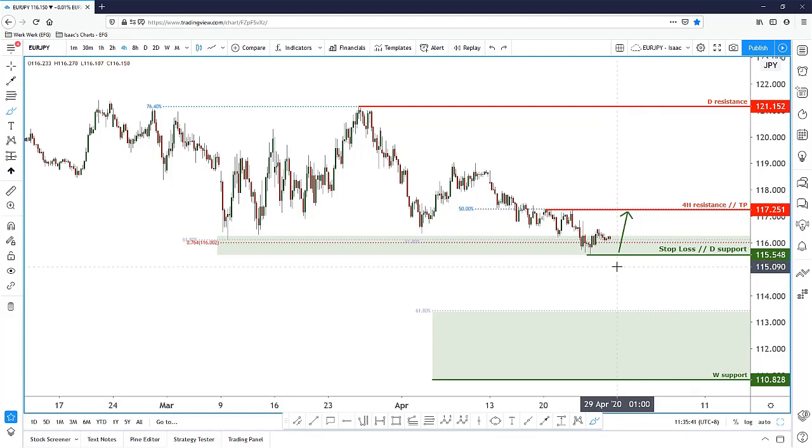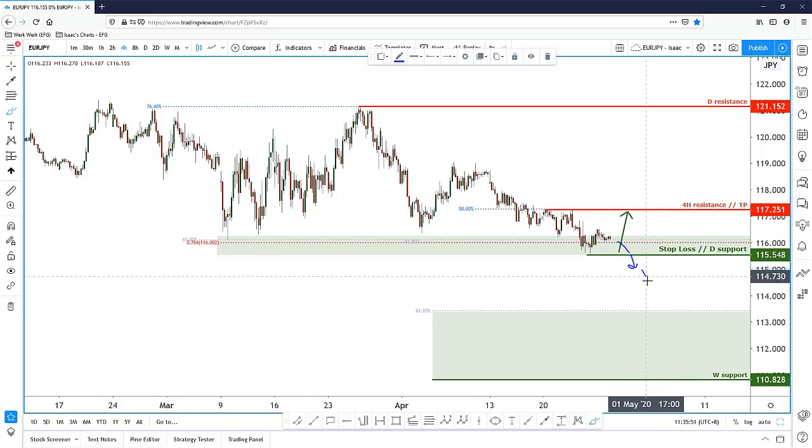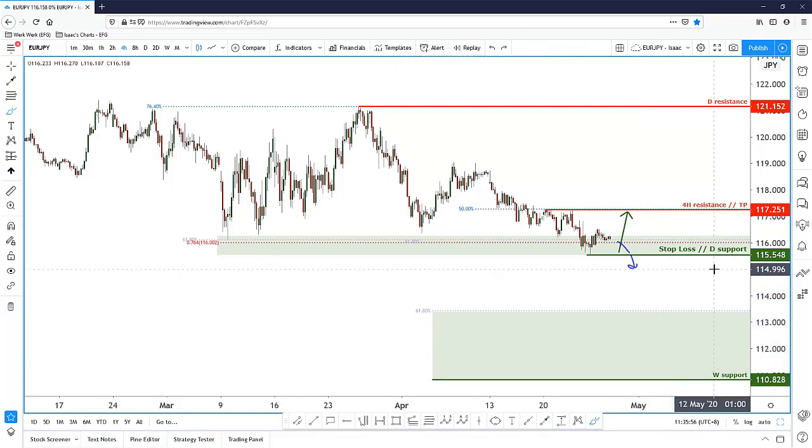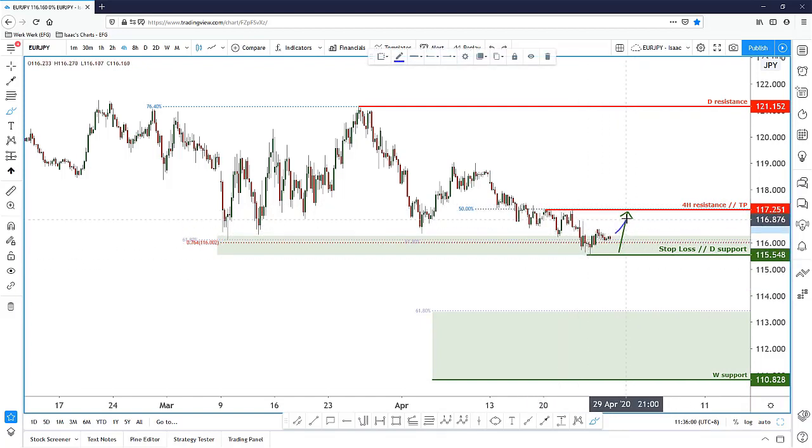Now, why is my daily support my stop loss? Is because the moment price actually breaks below this level, right, I would get ready to actually enter a short and play down to the weekly support. Okay, so a lot of levels to watch out for, right? And should price actually just go straight up and break my 4-hour resistance level, I will get ready to go long and play towards my daily resistance.